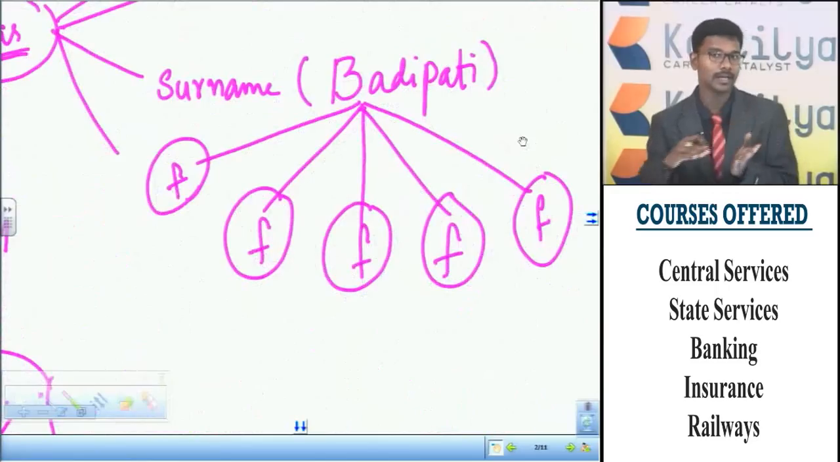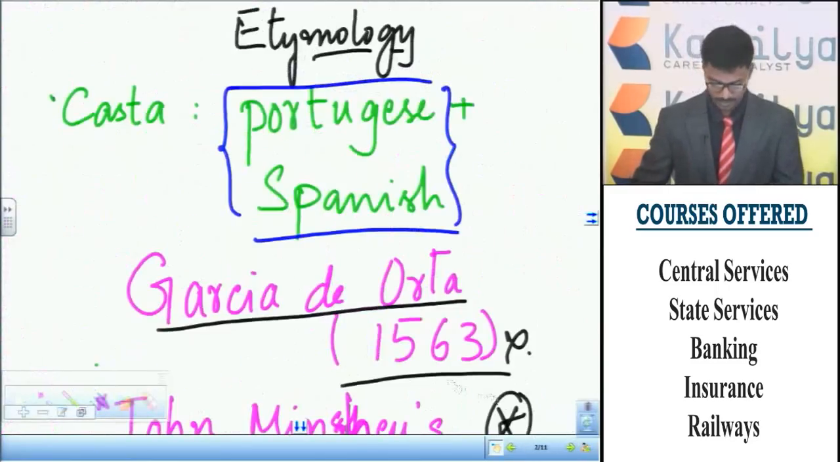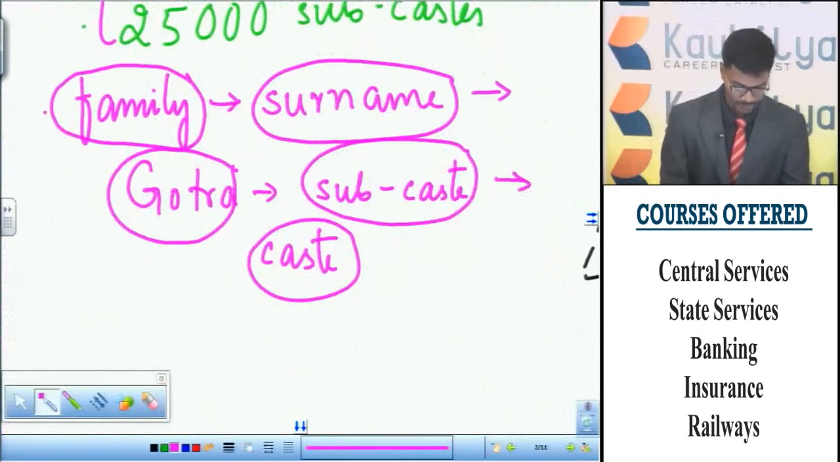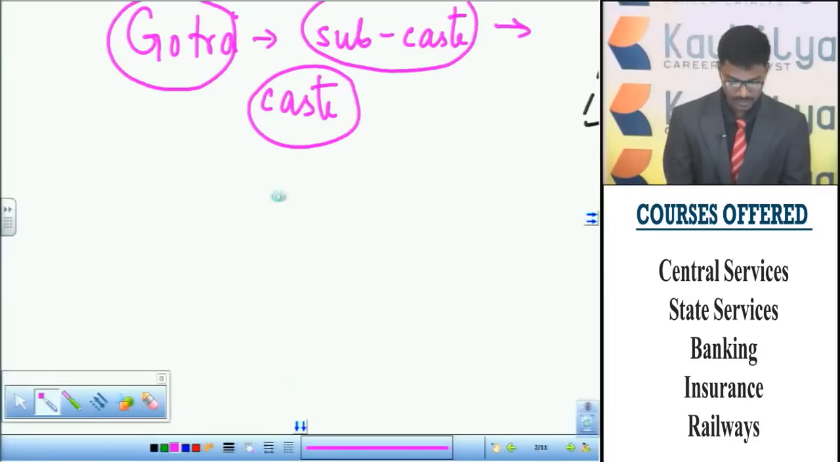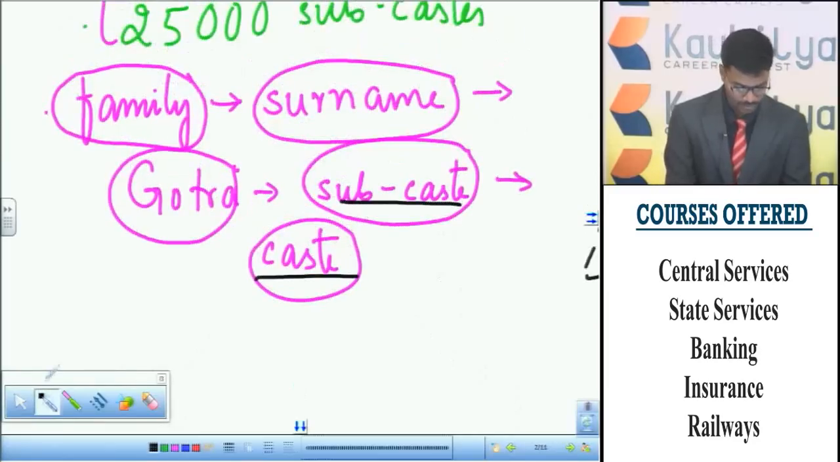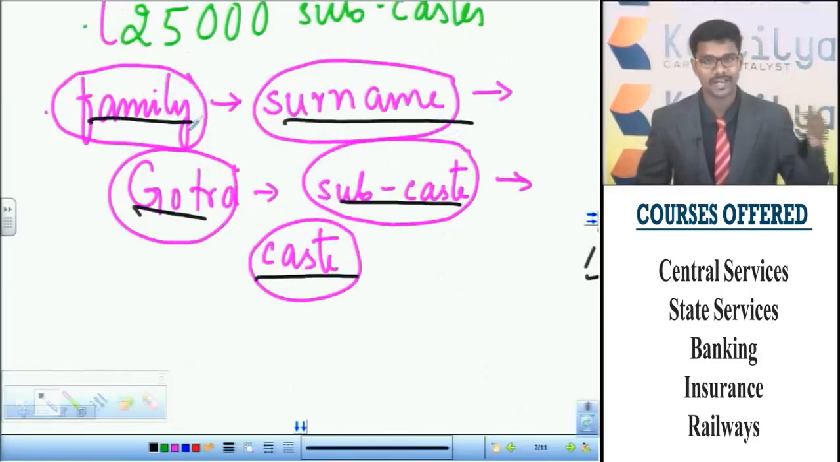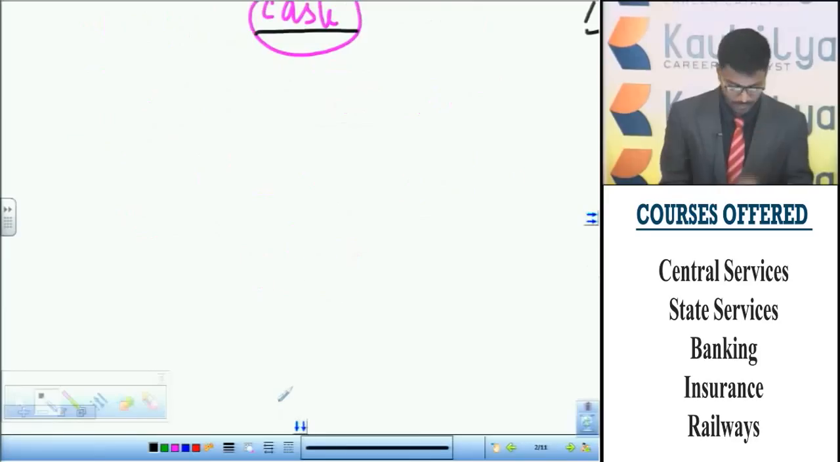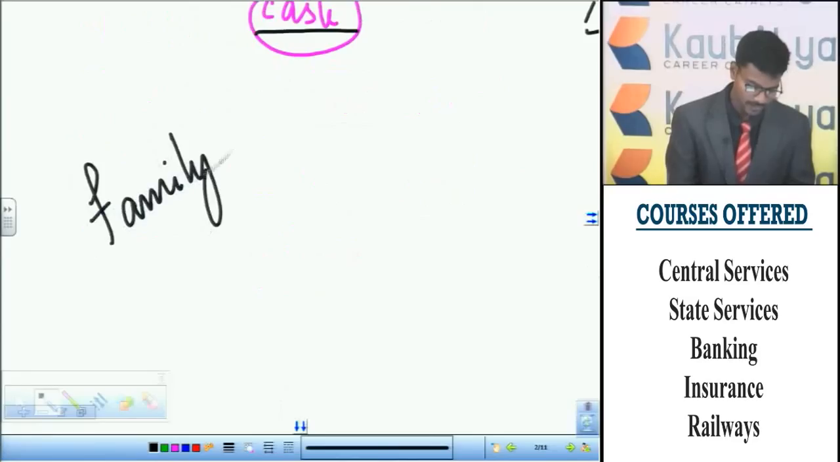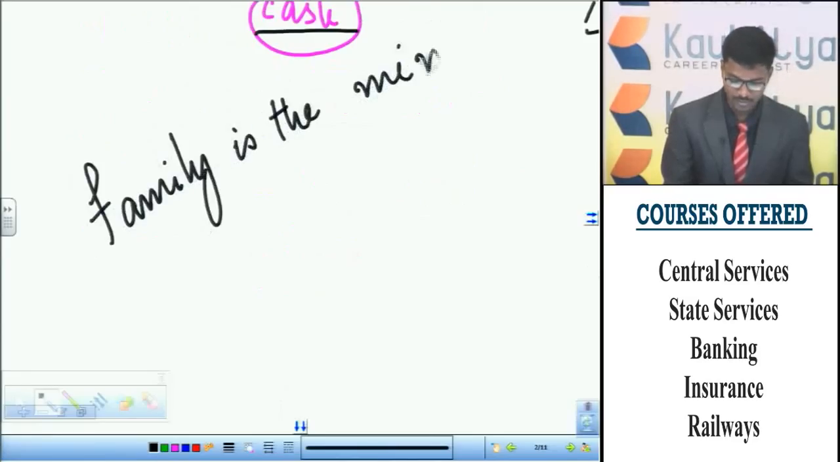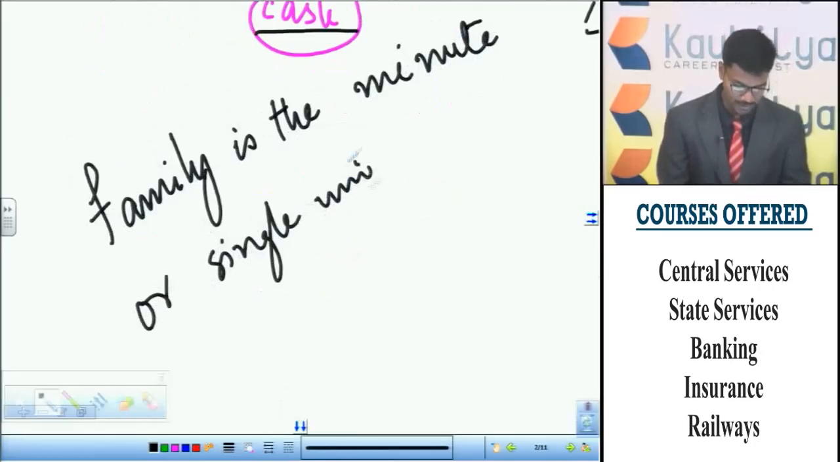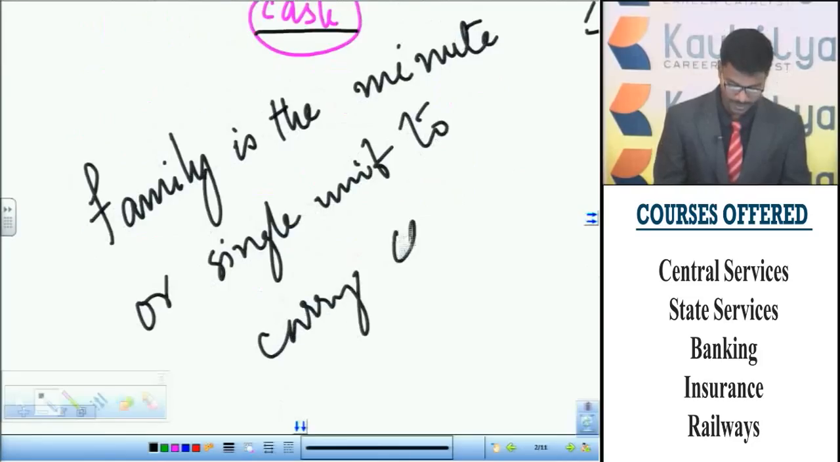So this is how the caste hierarchy runs. This hierarchy is important for you. First it is caste, next it is subcaste, then gotra, then surname, and last it is family. Family is the minutest form to carry any caste name. It is not an individual who carries the caste name, it is the family. Please note down, family is the single unit to carry the caste name.